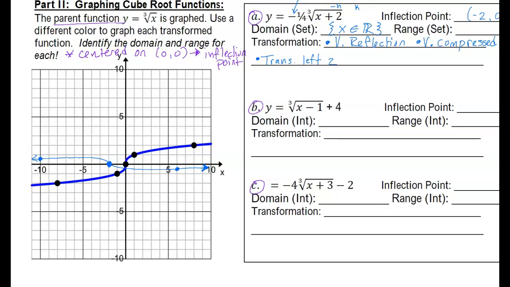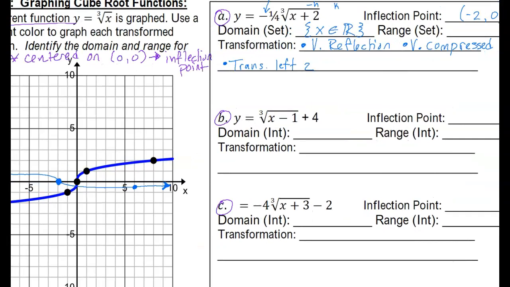And what about our range? What's our lowest y value? Does it keep going down forever? Yeah. Does it keep going up forever? Yeah. So what's our range? All real numbers. y is an element of all real numbers.